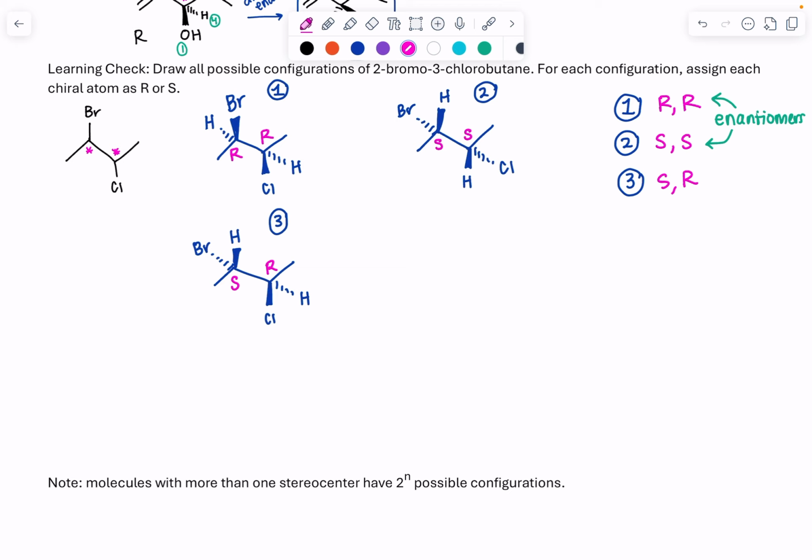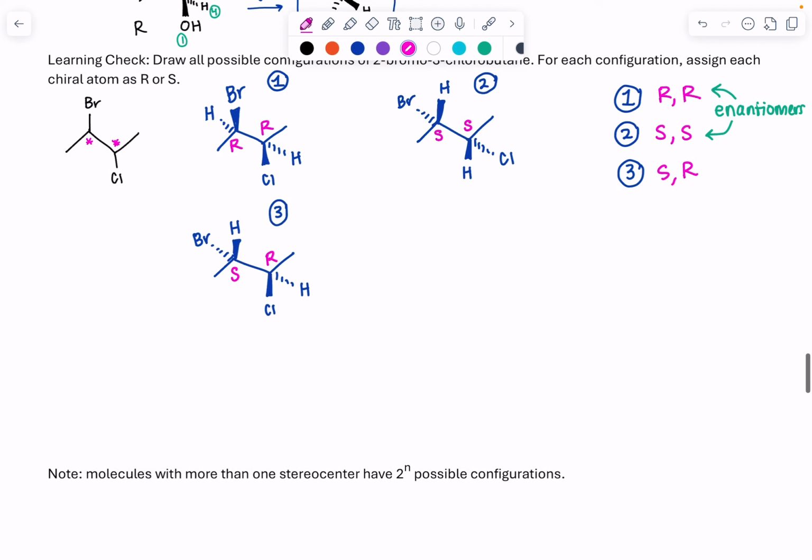Because only one configuration has changed, the configuration of one chiral atom has changed when you compare 3 to 1 or even 3 to 2. That makes the relationship diastereomers. So I'll write this over here. 1 and 3 are diastereomers of each other, and 2 and 3 are diastereomers of each other.